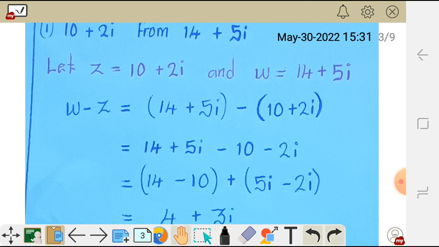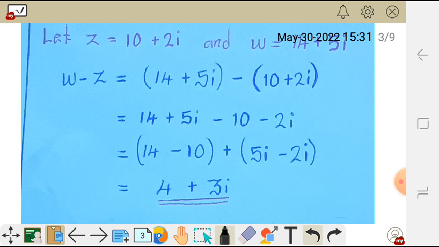So we are going to have our difference here. 14 minus 10 is just 4, and then 5i minus 2i is 3i. So that is the difference of those two complex numbers. The answer for the first question is 4 plus 3i.